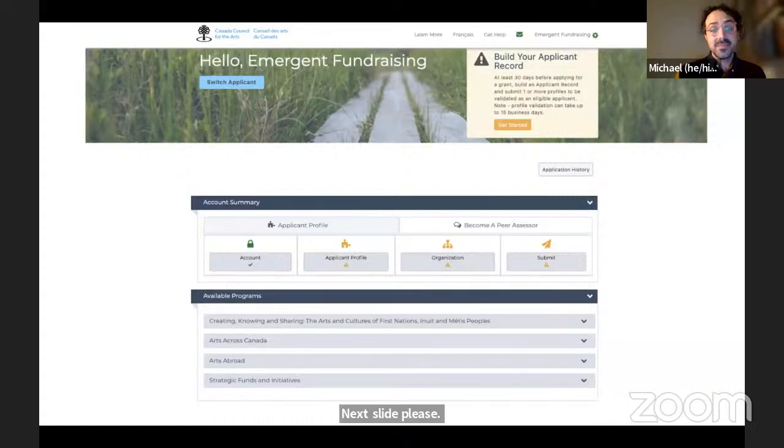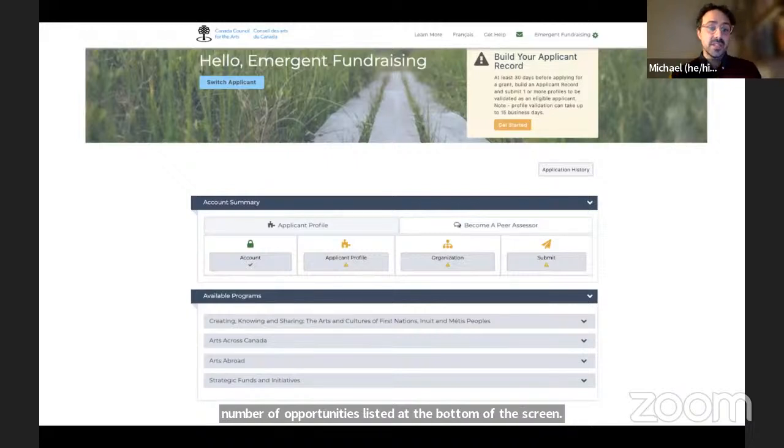And this is the inside. As you can see, there are actually a number of opportunities listed at the bottom of the screen. In this case, you'd click on one of those buttons to get started with an application. And this is actually a relatively straightforward portal. I can tell you from experience that it's not always this clear, which is why we recommend that you explore the portal as soon as possible, as opposed to poking around and exploring on the deadline.